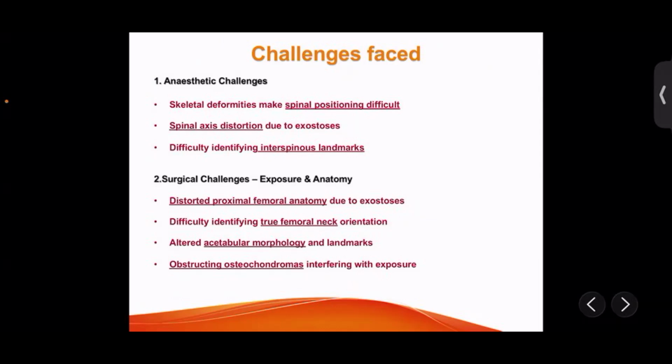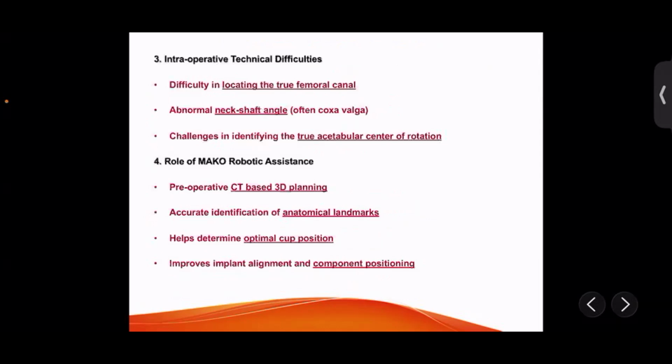And the acetabulum as well, because to some extent it's a protrusio acetabuli situation, because your head has migrated so much inside and so proximally that you don't know when you have reached the native base of the acetabulum. And also the obstructing osteochondromas which get in the way.